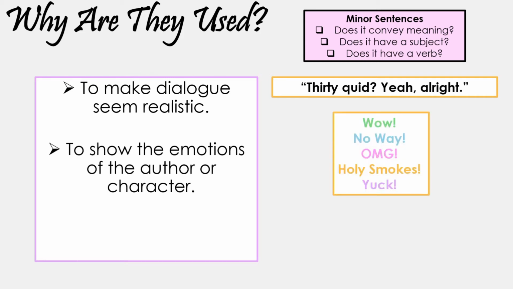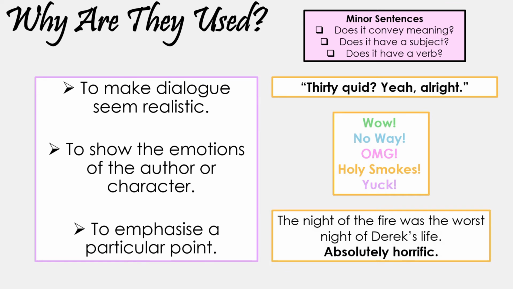Words and phrases such as wow, no way, OMG, holy smokes, or yuck, are all used to show surprise or shock or some other kind of emotion of the author or character. And sometimes they can be used to emphasize a point. Take the sentences, the night of the fire was the worst night of Derek's life. Absolutely horrific. The absolutely horrific part is emphasizing how bad it was, but it doesn't actually have a subject or a verb, so it's minor.